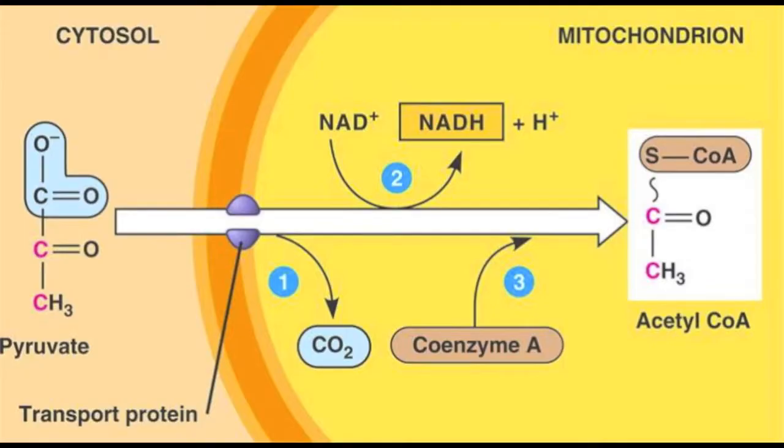This diagram shows the molecule of pyruvate moving into the mitochondria, where it loses 1 carbon molecule to form CO2, and where it reduces NAD+ to NADH. It also shows the addition of coenzyme A, forming acetyl-CoA.